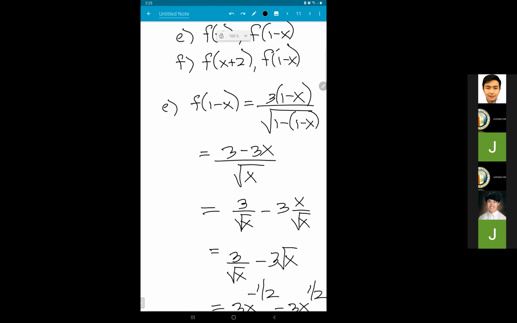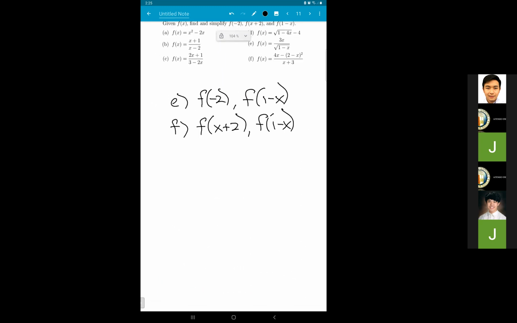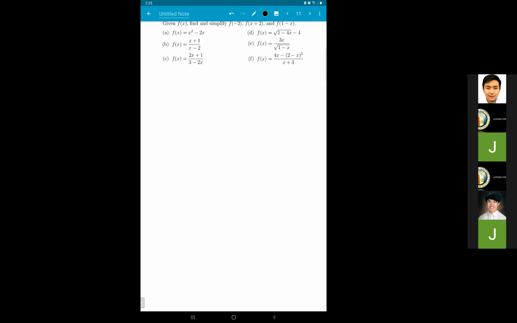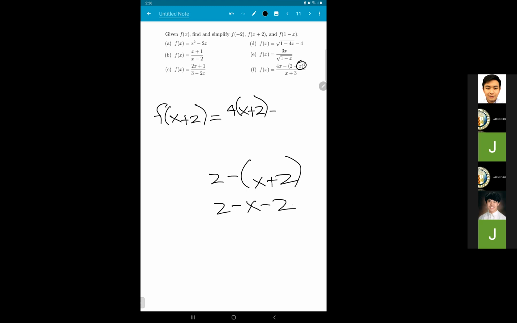Next, letter F. So for letter F, we just do the last two ones. So we have f of x plus 2. And then notice here, 2 minus x. We replace x here by x plus 2. And then if you simplify, it will just become 2 minus x minus 2. So it becomes minus x.